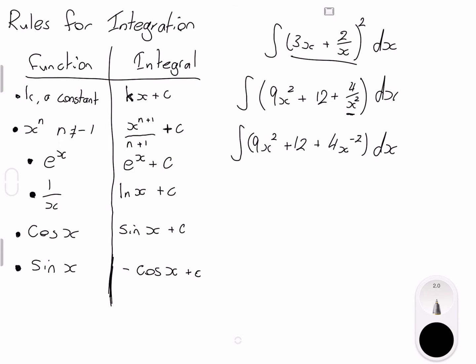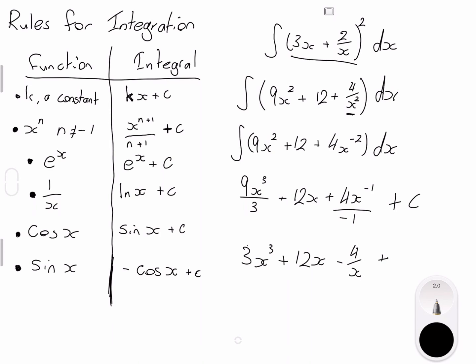So we're going to have 9x cubed over 3 plus 12x plus 4x to the power of minus 1 over minus 1, not forgetting the plus c. So simplifying this, we'll have 3x cubed plus 12x, take 4 over x, plus c.